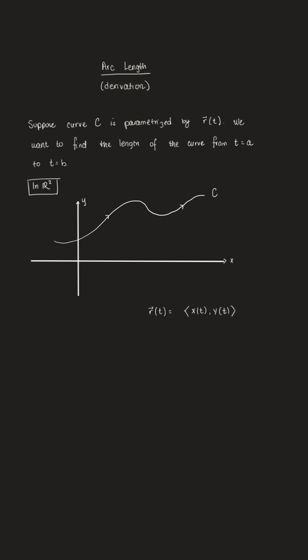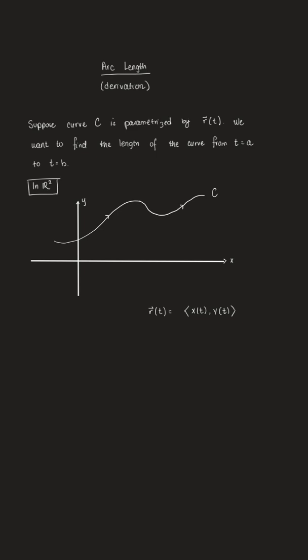Okay, so we are interested in finding the length of curves both in R2 and in R3. To simplify things a little bit, I'm just going to derive this, and I'm going to start with a 2D curve, and then we'll be able to extend arc length in 2 dimensions to arc length in 3 dimensions. So let's suppose that we have a curve C that's parametrized by a vector function r of t, and we want to find the length of the curve from t equals a to t equals b.